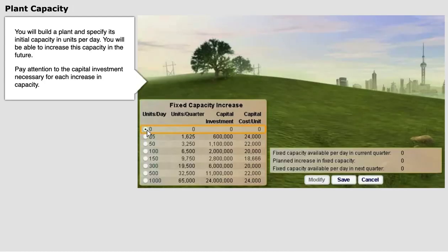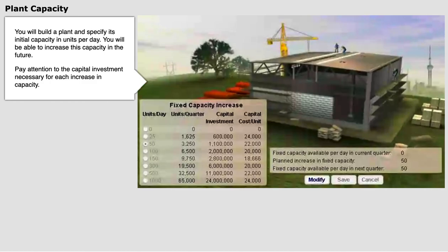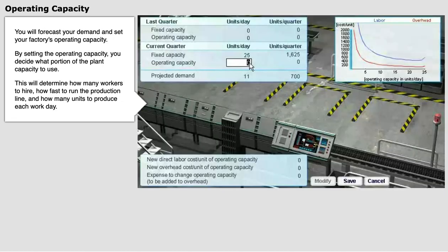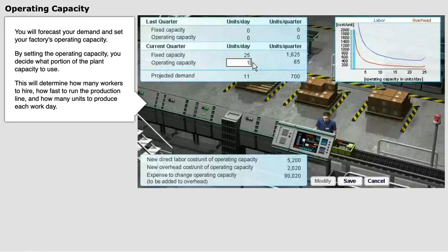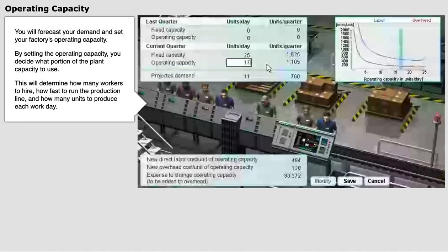You will choose a plant location and specify its initial capacity in units per day. You will be able to increase this capacity in the future. Pay attention to the capital investment necessary for each increase in capacity. You will forecast your demand and set your factory's operating capacity. By setting the operating capacity, you decide what portion of the plant capacity to use.